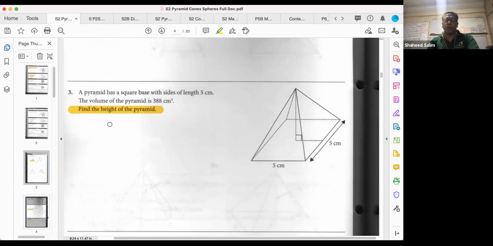Volume is equals to base area times height divided by 3. So the first thing you must do is this is equals to volume of pyramid. I want you to express H equals to something. What is the formula? H equals to what? You move it around. You can use seesaw method or whatever method you want. You give me the formula first before we go.